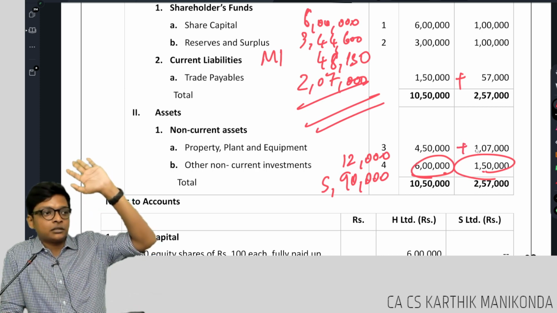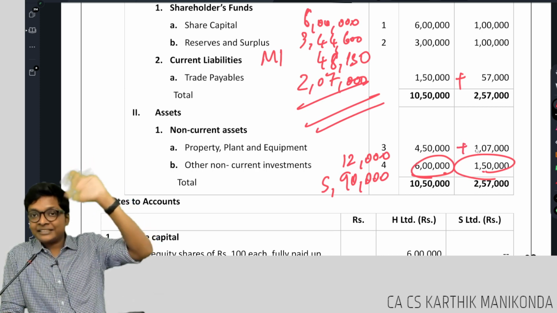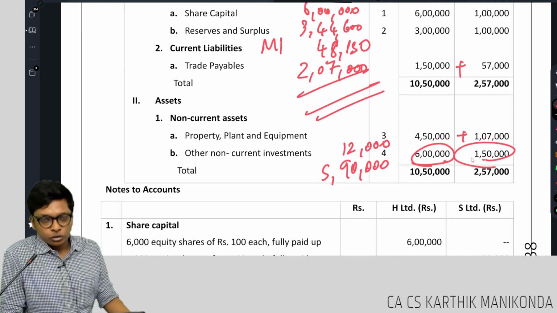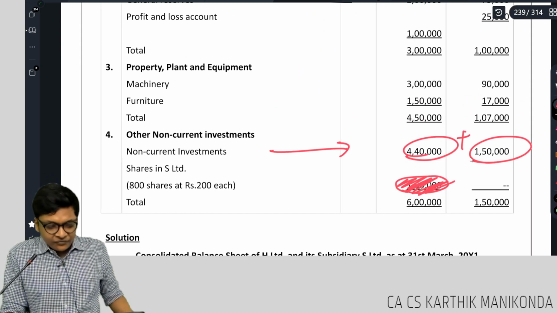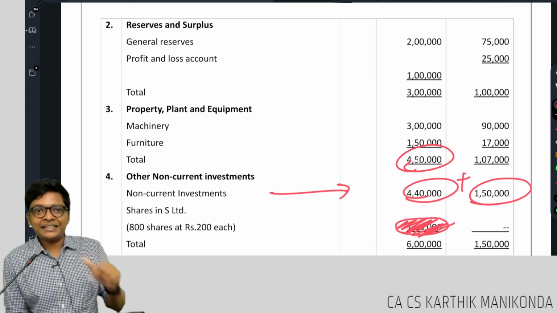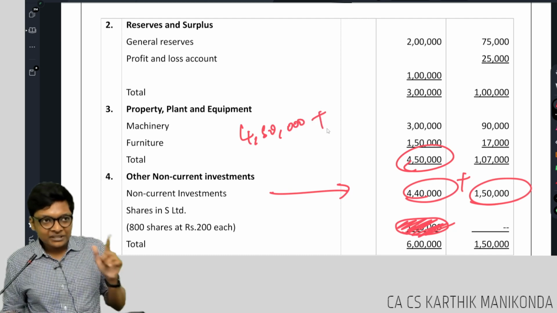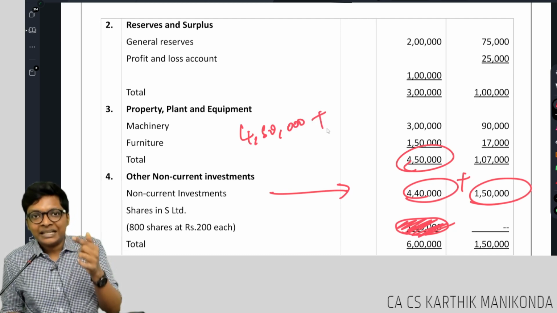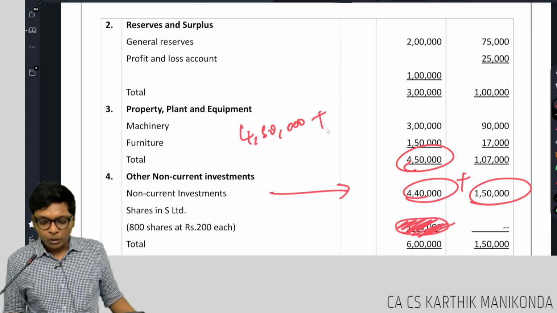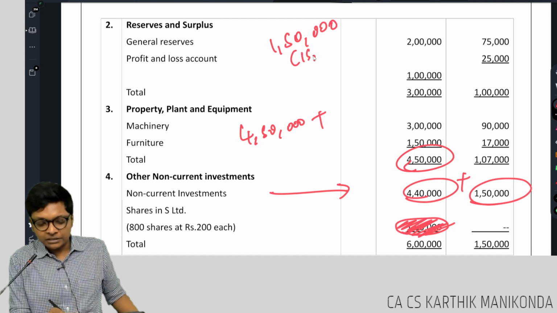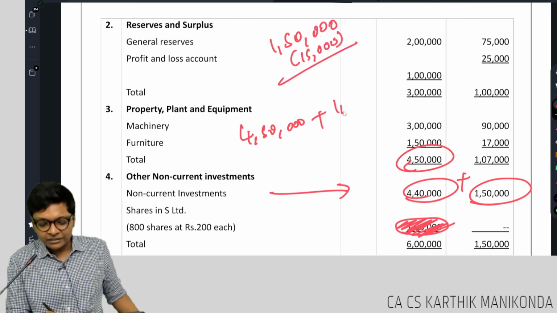How many of you added that? 4 lakh 50, 1 lakh 7. No, there is a revaluation. Who will account for that? So 4 lakh 50 is correct. Holding you will add just like that. I will add 4 lakh 50 of holding, but for subsidiary there is a revaluation. So what is the revaluation? Building has become 1 lakh 50 minus 15,000, so plus 1 lakh 35.